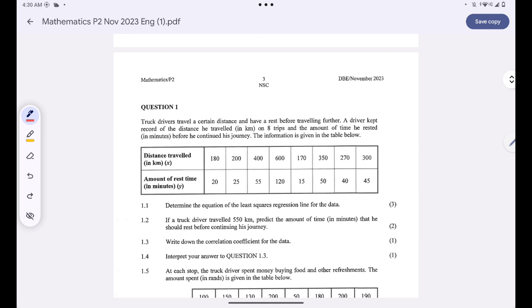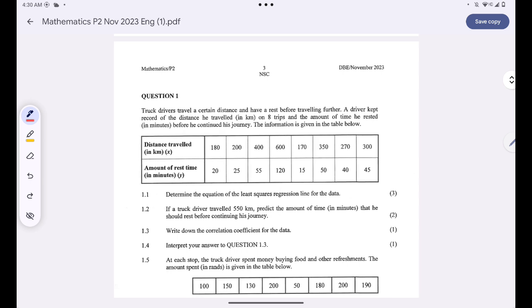This question 1, okay, we are told that the driver travels a certain distance and has a rest before traveling further. A driver kept record of the distance he traveled in kilometers on 8 trips, and the amount of time he rested in minutes before he continued his journey. The information is given in the table below.